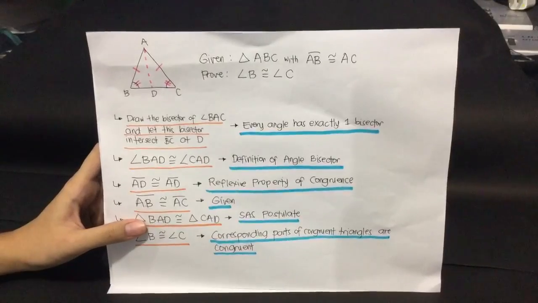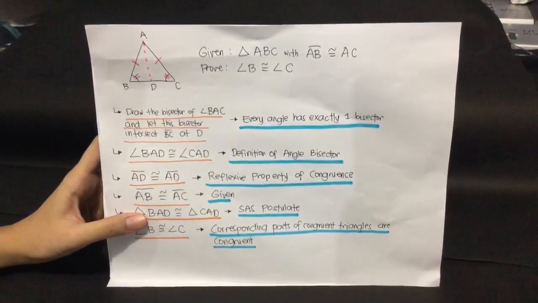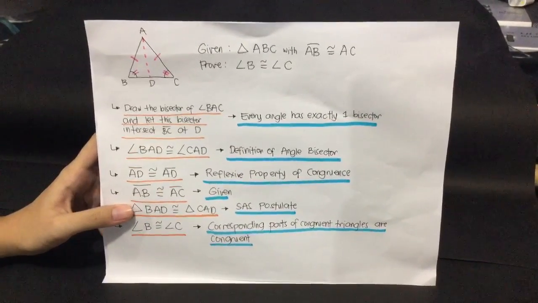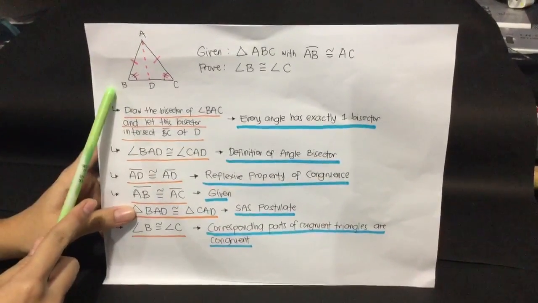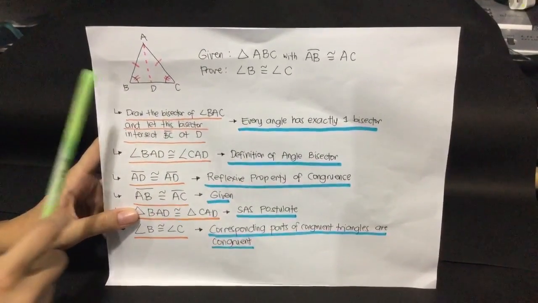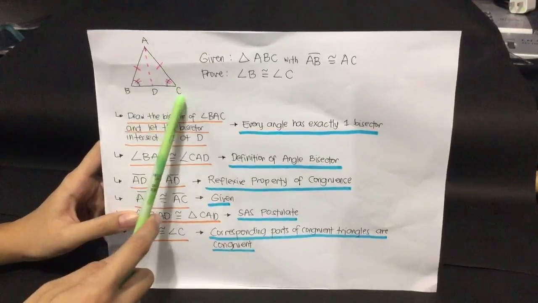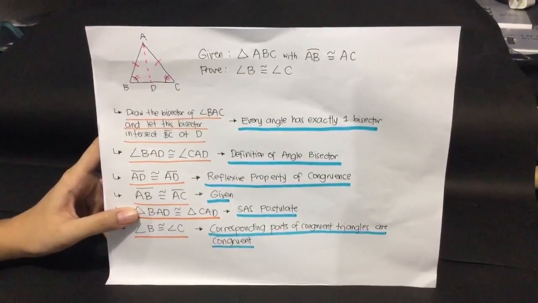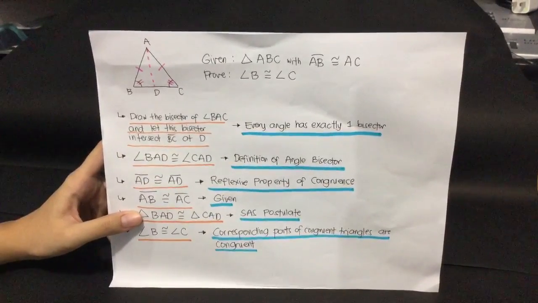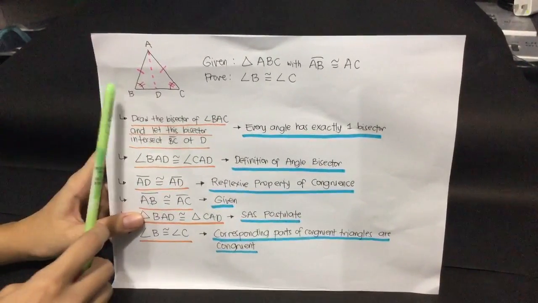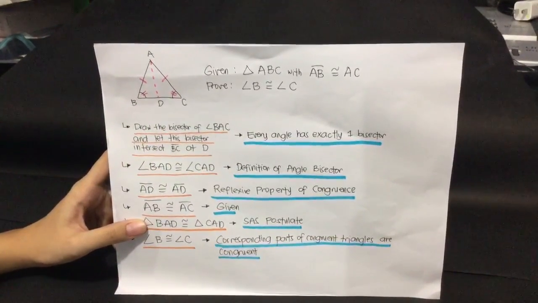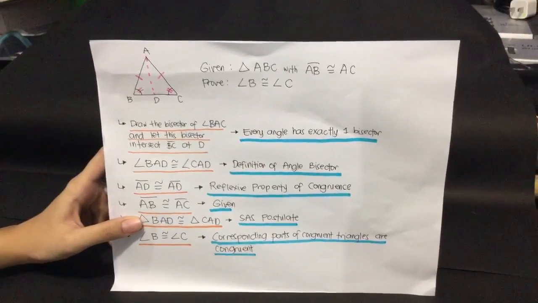So to further understand what the isosceles triangle theorem is, here is an example. Given triangle ABC with segment AB congruent to segment AC, prove that angle B is congruent to angle C. First statement: draw the bisector of angle BAC and let this bisector intersect segment BC at D. The reason for this statement is that every angle has exactly one bisector.